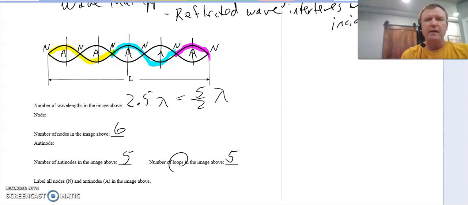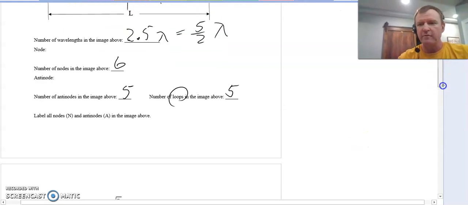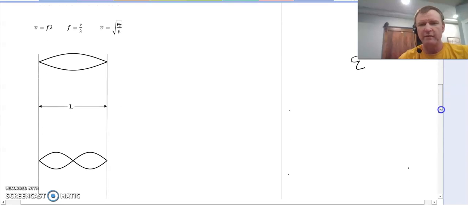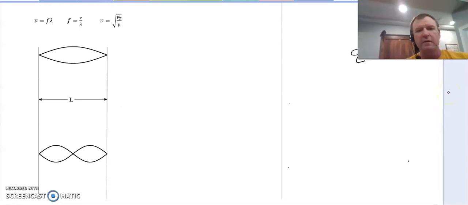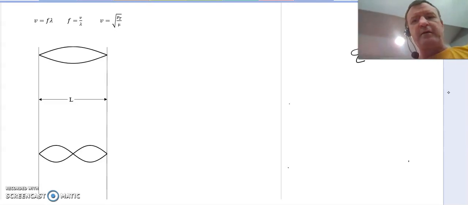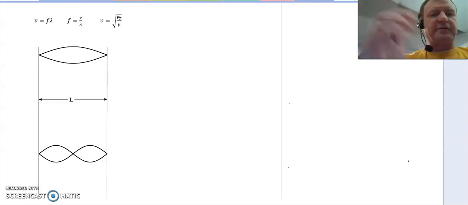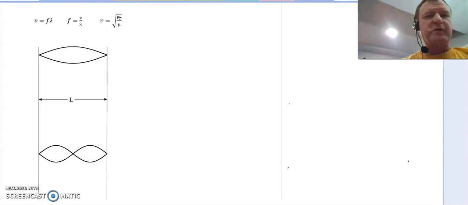Here we go. So this is where we left off last time. We talked about standing waves, how they're formed, how to know how many wavelengths in a standing wave we have, nodes, antinodes, things like that. So now we're going to move forward into more the math part of it. In this first image here, we've got a standing wave. Very low frequency. It looks like it's just moving up and down like you saw in the videos.